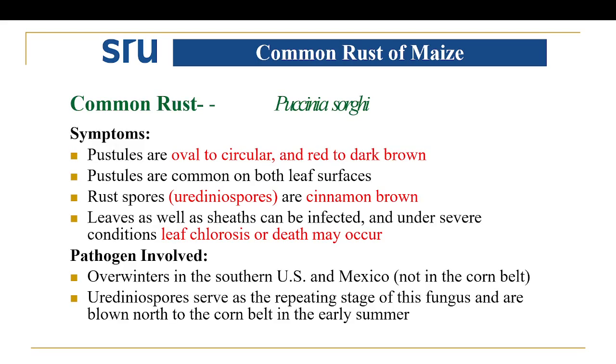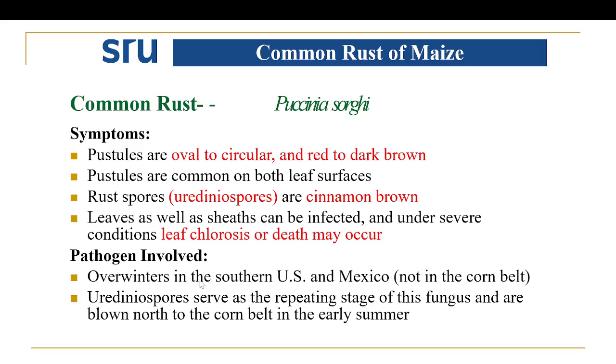Then coming to rust disease in maize, common rust in maize, which is caused by Puccinia sorghi. Coming to major symptoms, pustules are oval to circular and red to dark brown in color. Pustules are common on both leaf surfaces. Rust spores like urediniospores are cinnamon brown in color. Leaves as well as sheaths can be infected, and under severe conditions leaf chlorosis or death may occur.